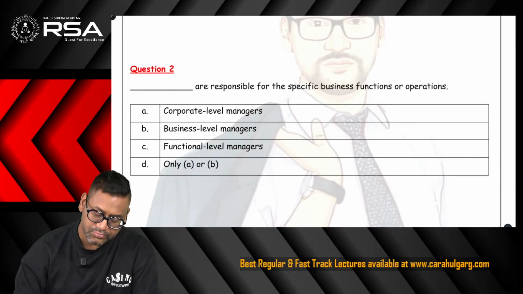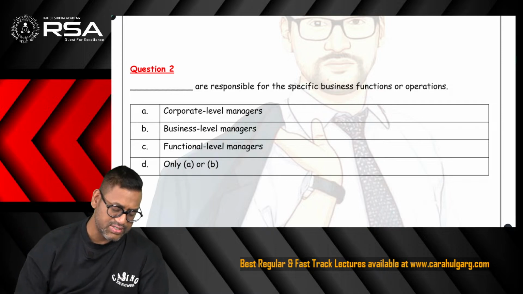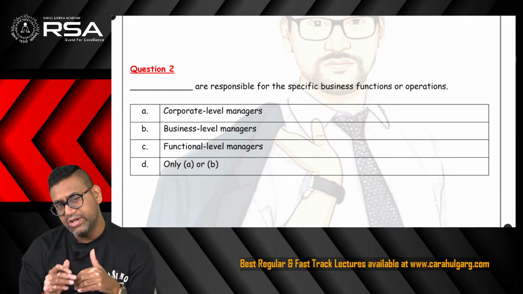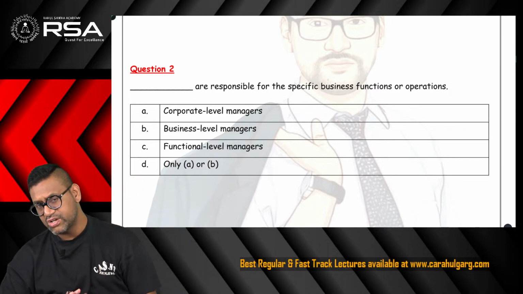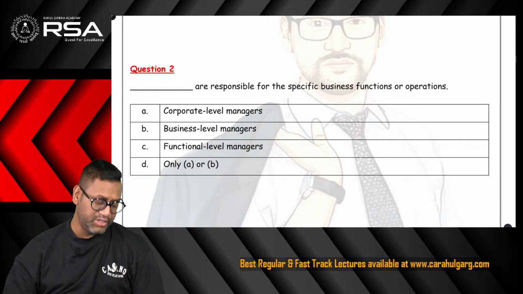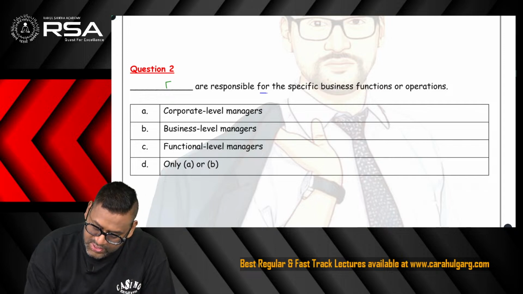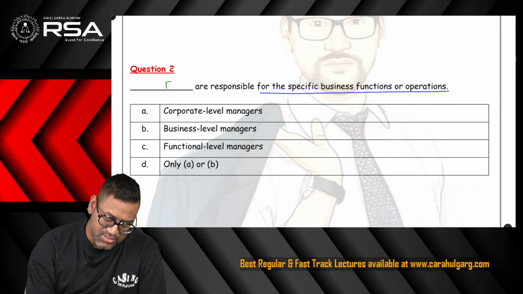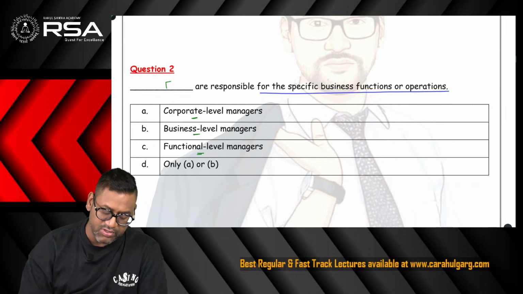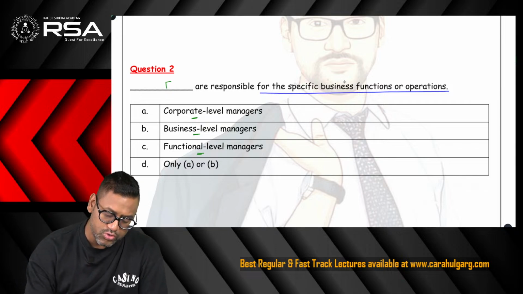Question number 2. When we do chapter number 1, the introduction of strategic management, there is a concept where we talk in detail about the levels of management: corporate level, business level, functional level, etc. Question number 2 is related to that. It says dash are responsible for the specific business functions or operations. The options are corporate level manager, business level, or functional level. Out of the 3, we have to find which level managers are responsible for the specific business function.